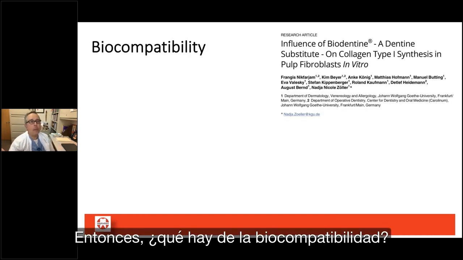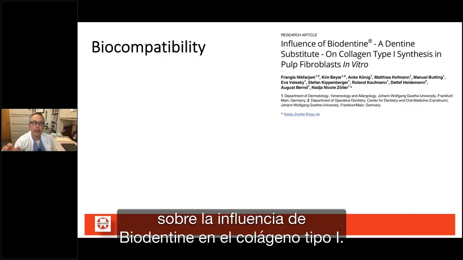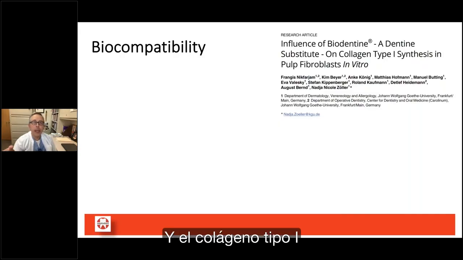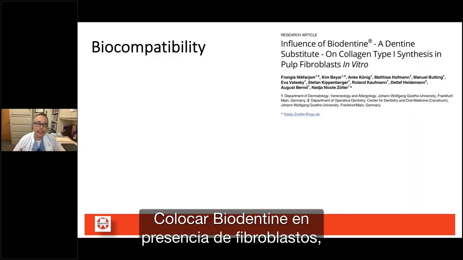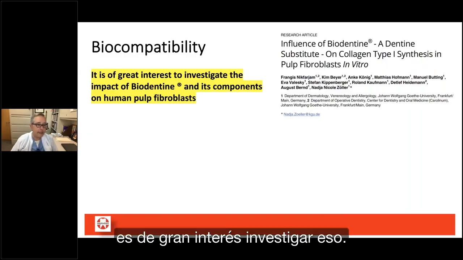So how about biocompatibility? This is a very well-designed study about the influence of biodentine on collagen type 1. Collagen type 1 is the main collagen in the dental pulp, and it is produced by the fibroblast. They placed biodentine in the presence of fibroblasts, and it's of great interest to investigate that.